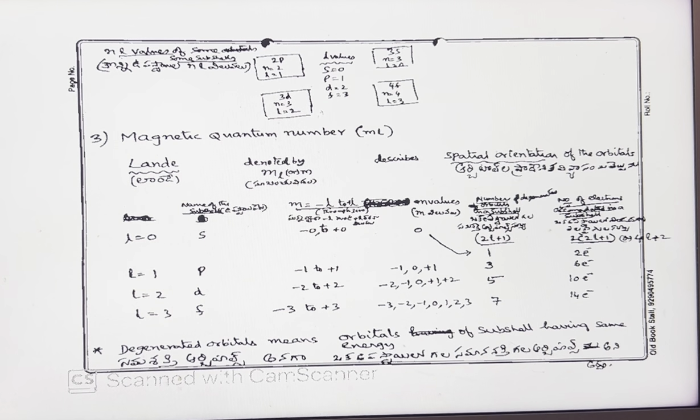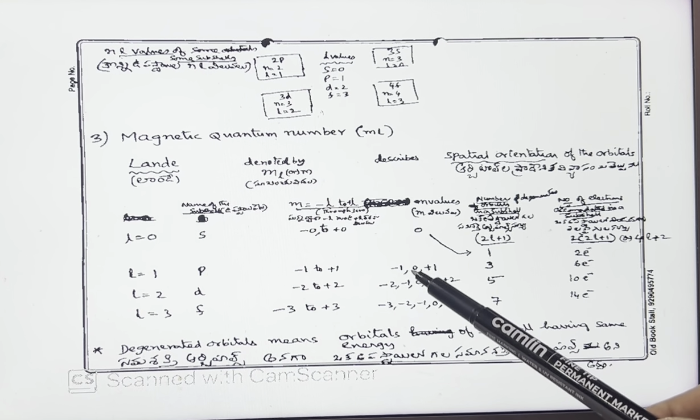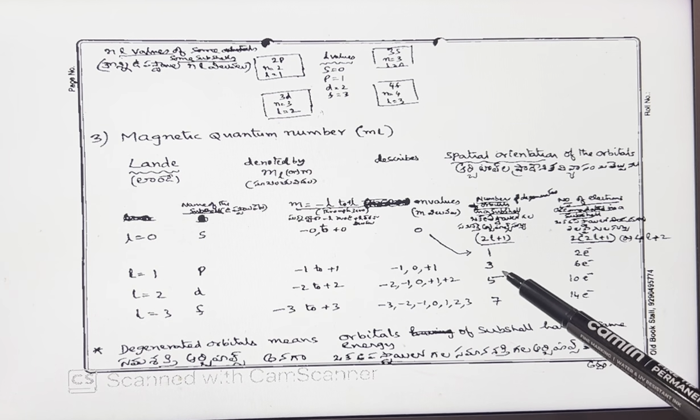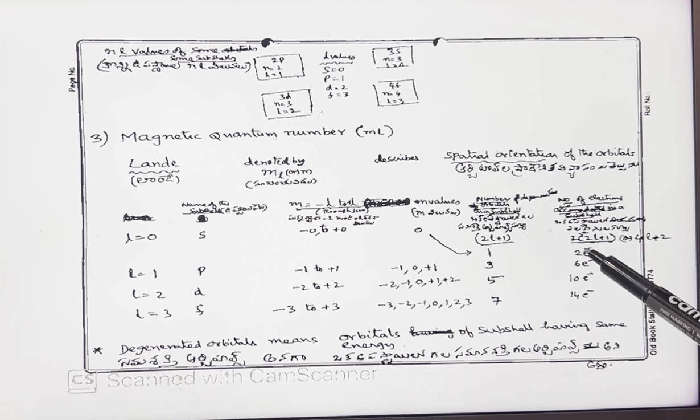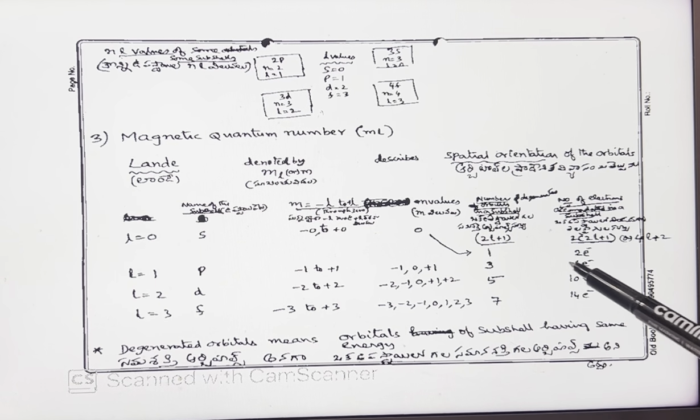Px, py, pz are the orbitals. P is called a subshell. How many orbitals does the subshell contain? The p subshell contains 3 orbitals. What are the m values? Minus 1, 0, plus 1. Each orbital can accommodate 2 electrons. So the s orbital can accommodate 2 electrons, and in the p subshell there are 3 orbitals, so 3 into 2, that is 6 electrons.